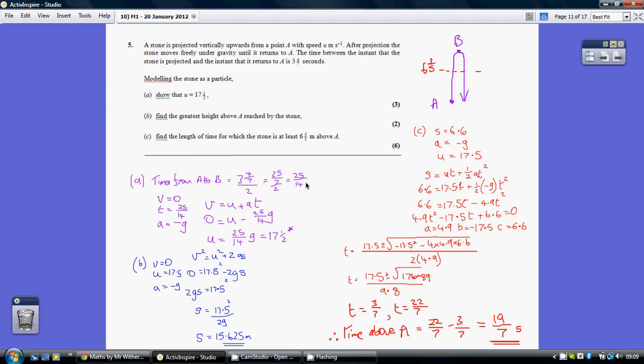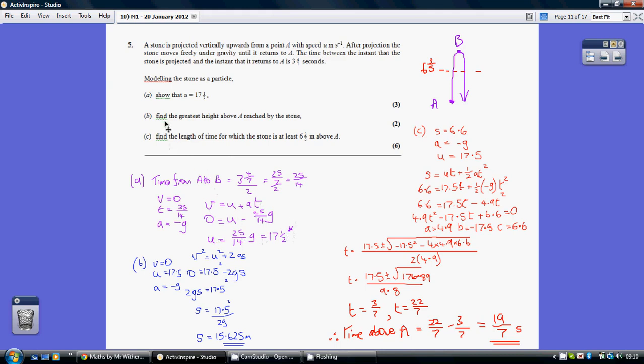Well, it's then fairly straightforward. We know that our final speed is 0 at the top. Just before it comes back down again, the speed stops for an instant. So v equals 0. We've just worked out t to be 25/14. Our acceleration is fighting gravity, so that's minus g. So using the SUVAT v equals u plus at, we can now work out that u is 17.5 as required.